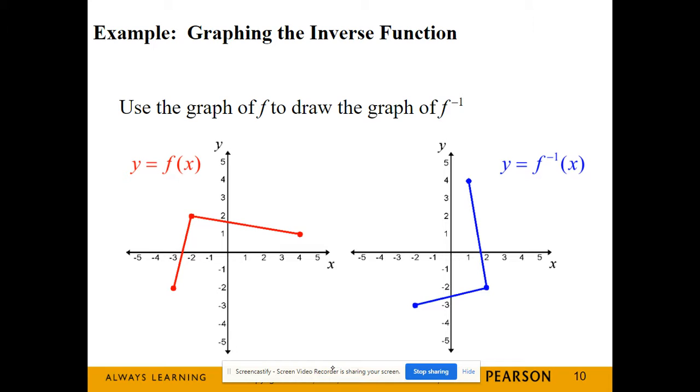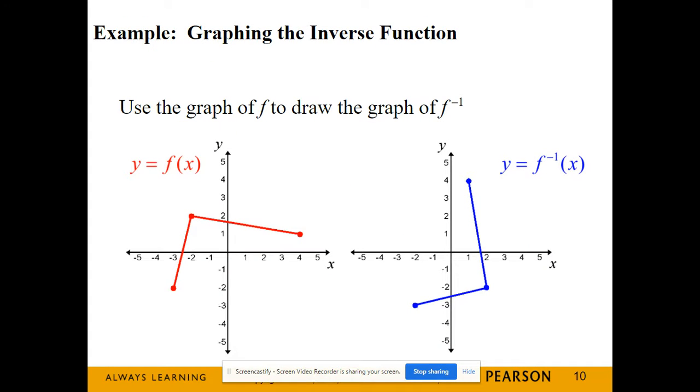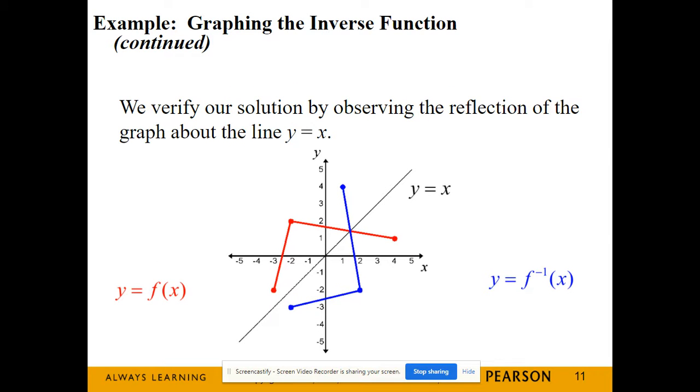Okay. So this point here became this point here. This point here became this point here. This point here became this point here. You're just interchanging the x and y. You're just flipping the ordered pairs and replotting them. Okay. And if you were to put them on the same graph, they would mirror over y equals x.